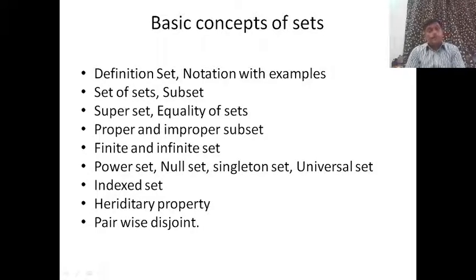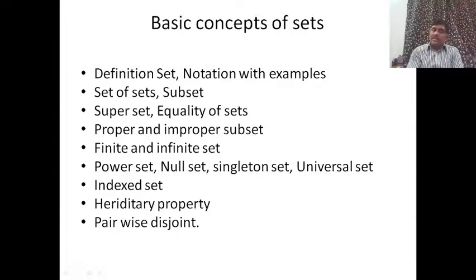Then power set. What is power set? Power set can be defined as 2 power n, where n is the number of elements present in the set. Suppose capital X has 1, 2, 3 elements, then its power set contains 2 power 3, that is 8 sets. First the empty set will be there. The power set contains all the subsets, proper and improper, so 8 sets will be there in the power set.